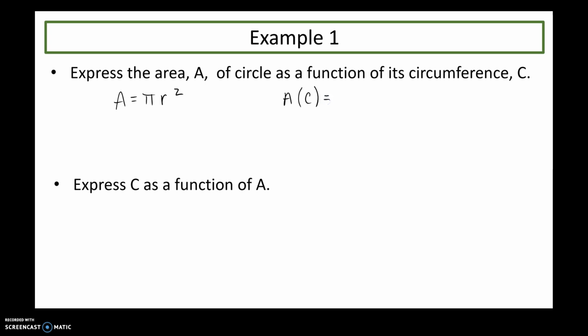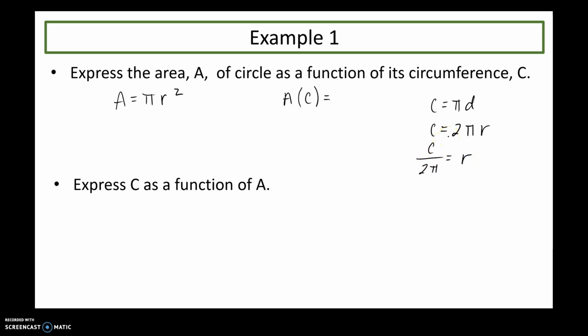All right, so recall what the circumference is. Circumference is pi times diameter, or we can think of it as 2 pi r. So we're only allowed to have the variable C in the area formula. So when I think of area is equal to pi r squared, how are we going to get rid of the radius? Well, let me go to my circumference equation and solve it for r. Dividing both sides by 2 pi gives me now an expression for my radius in terms of my circumference.